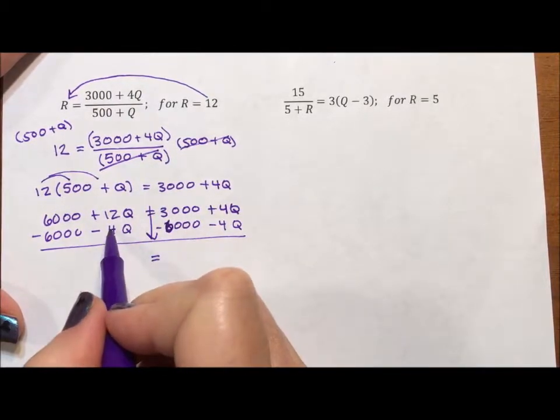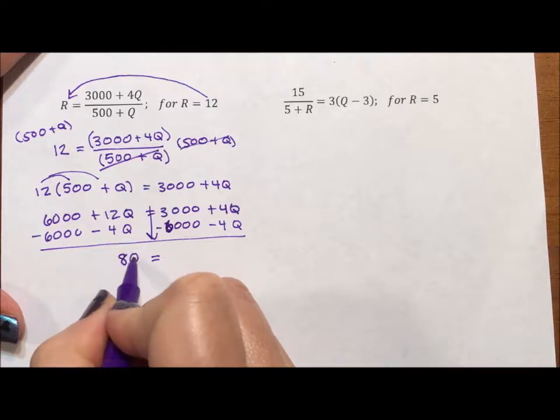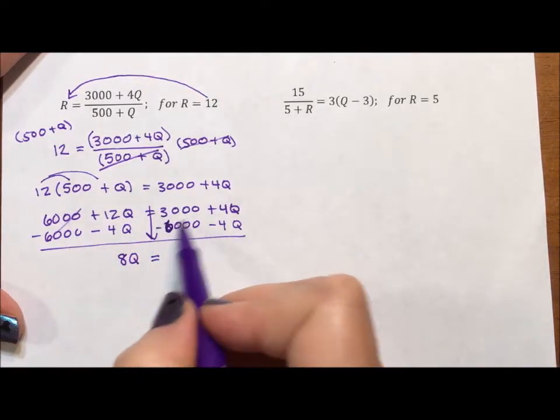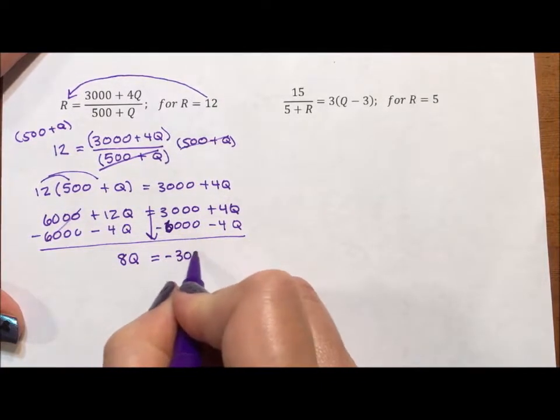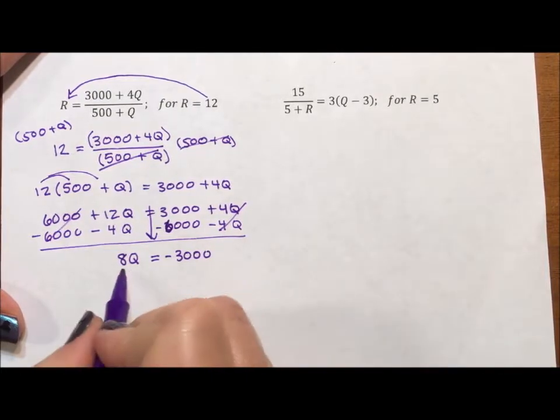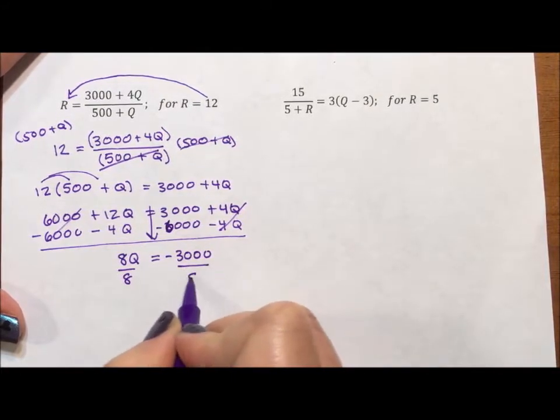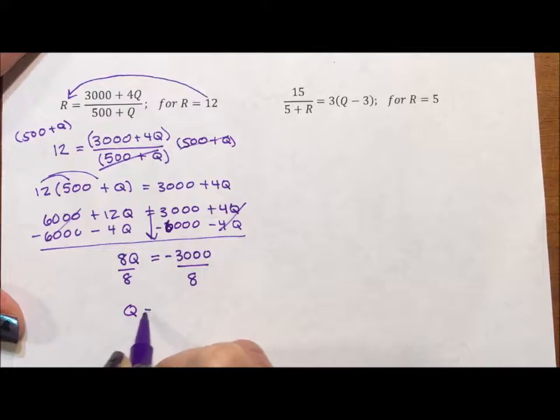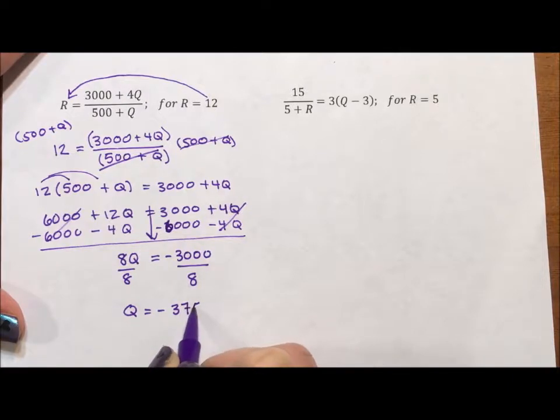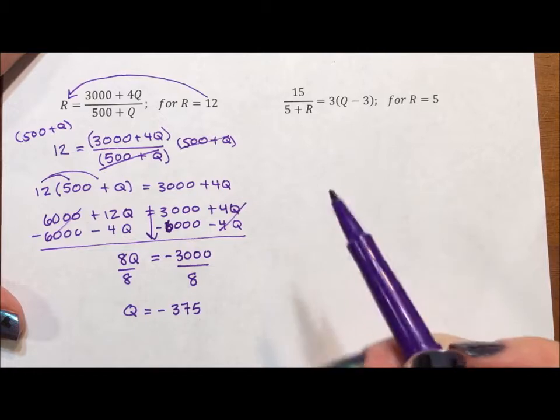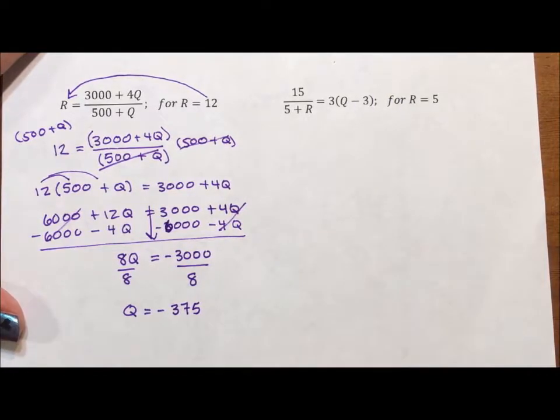Okay, 12 minus 4 is 8. Those cancel. 3,000 minus 6,000 is negative 3,000. Those guys cancel. I'm going to divide by 8. q is going to equal negative 375. So we can always double check by putting it back in to make sure everything works out. I will leave that for you to do.